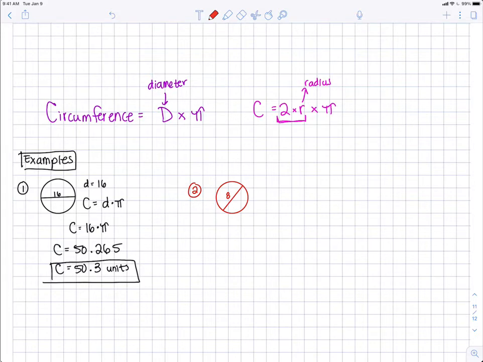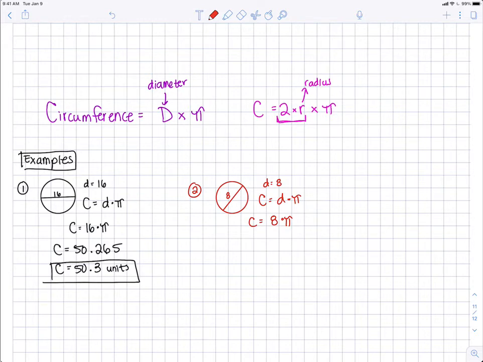Alrighty, here we go. Here I have another circle, and it looks like I have a diameter of 8. So I'm going to go ahead and write that down. Diameter is 8, and the formula I would like to use is the diameter times pi. Again, all you've got to do is plug in your value for the diameter. So the circumference is equal to 8 times pi. You're going to go ahead and type this into your calculator. Use the pi button, please.